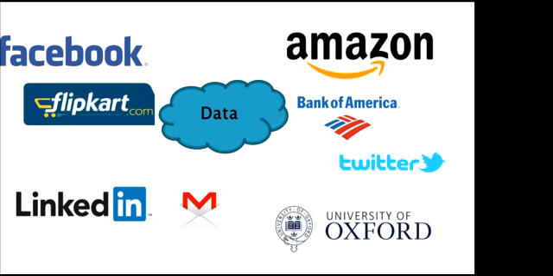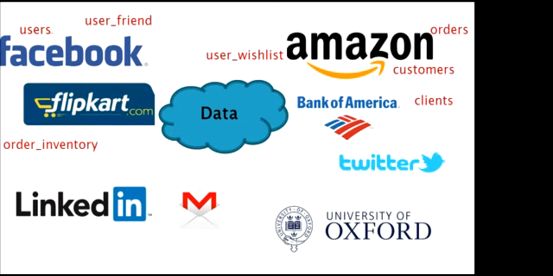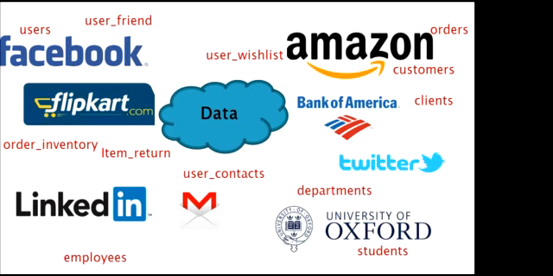Now, this data has to be stored in a particular format in the database. These are nothing but tables. Tables normally have very relevant names, like user friends, user wish list, orders, customers, client, inventory, departments, students of any school or college, employees of any firm, and comments we normally mention on social media. So these are nothing but tables.